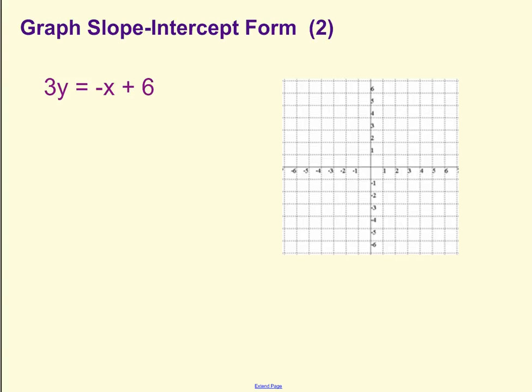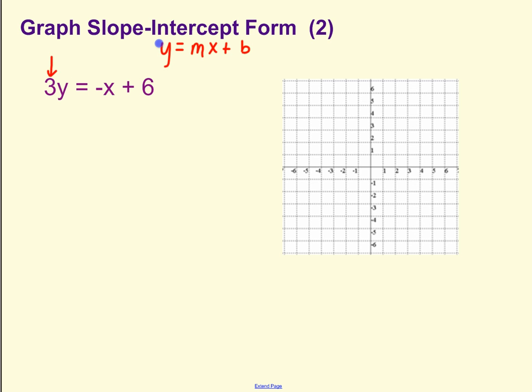All right, we're going to graph this equation, and when we graph, it's really helpful if we have our equation in slope-intercept form. Slope-intercept form looks like y equals mx plus b. So what you want to notice is that the y is alone. So when you have the equation 3y equals negative x plus 6, we do not have y alone. We've got this 3 over here.